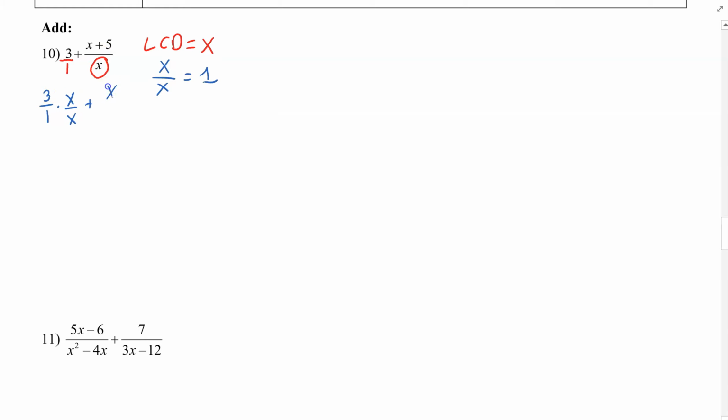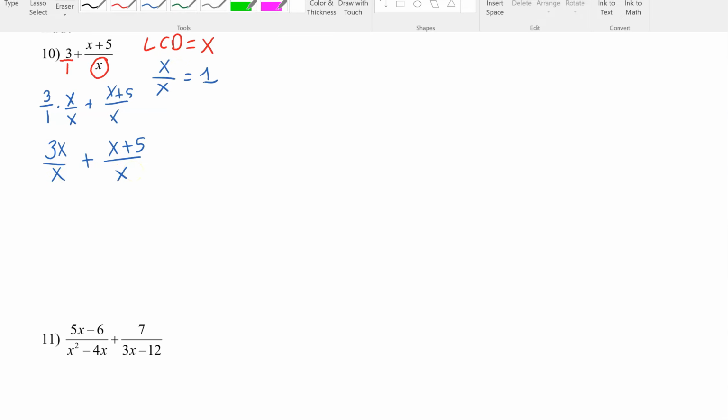And then meanwhile, I'll keep the second denominator the same. So this is what I have, 3x over x plus 5 over x. Again, this expression is equivalent to 3. I haven't changed the value of it at all because I just multiplied by 1, but it's written in a way that allows me to go ahead and add across the top because the denominators are now the same. And so that's what we do.